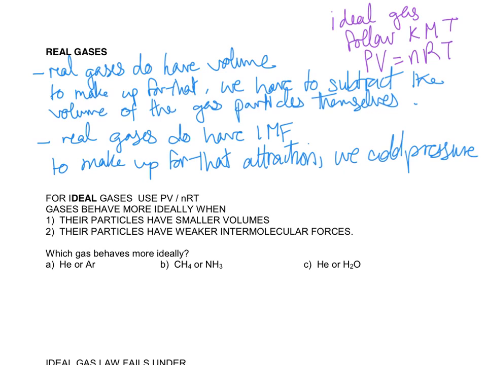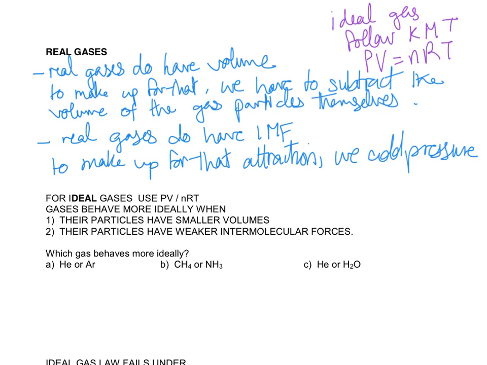Now also, we said that some gases behave more ideally than others. And so which gases would be more ideal? The gases that are more ideal are the ones that follow KMT and its assumptions more. And so KMT is assuming that gas particles don't have volume. And so if your gas particles have a pretty small volume, then they would behave more ideally, since we're assuming their volume is zero, basically.